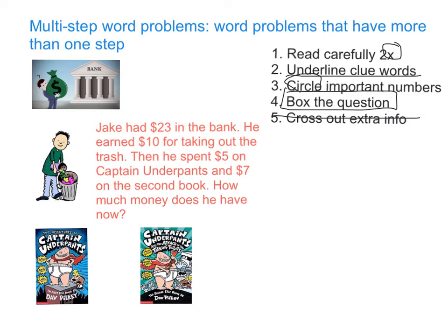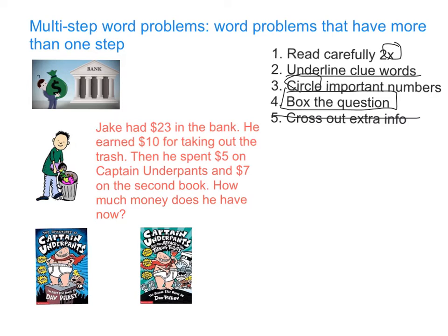So if we attack this word problem here, we see Jake had $23 in the bank. He earned $10 for taking out the trash, then he spent $5 on Captain Underpants and $7 on the second book. How much money does he have now? So I know that I need to read it carefully twice, so I'll go back and read it a second time. Jake had $23 in the bank. He earned $10 for taking out the trash. Then he spent $5 on Captain Underpants and $7 on the second book. How much money does he have now?